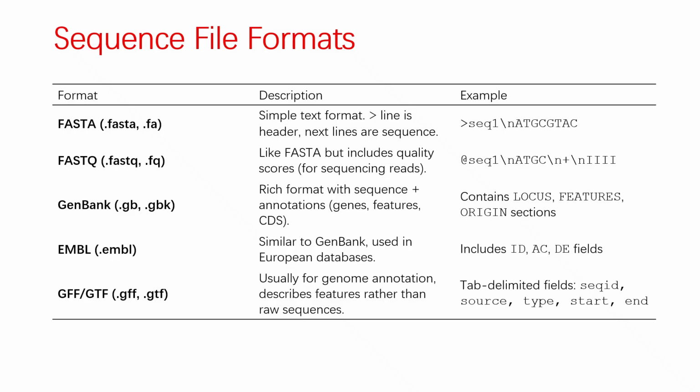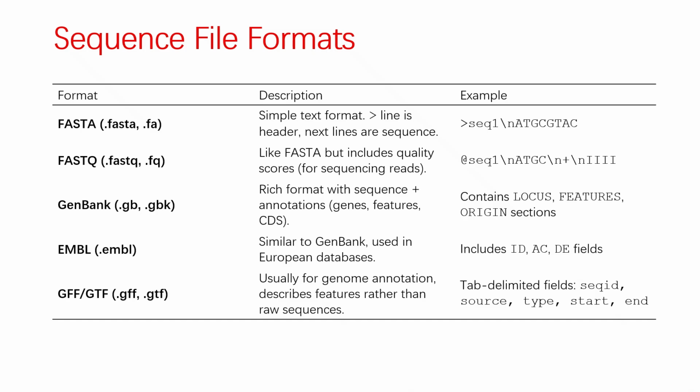FASTQ, similar to FASTA, but includes quality scores from sequencing. Each read has 4 lines: a header starting with the @ symbol, the sequence, a plus line, and the quality scores. GenBank, this is a rich annotation format, storing sequences along with features like genes, coding regions, and more. It's widely used in NCBI databases.